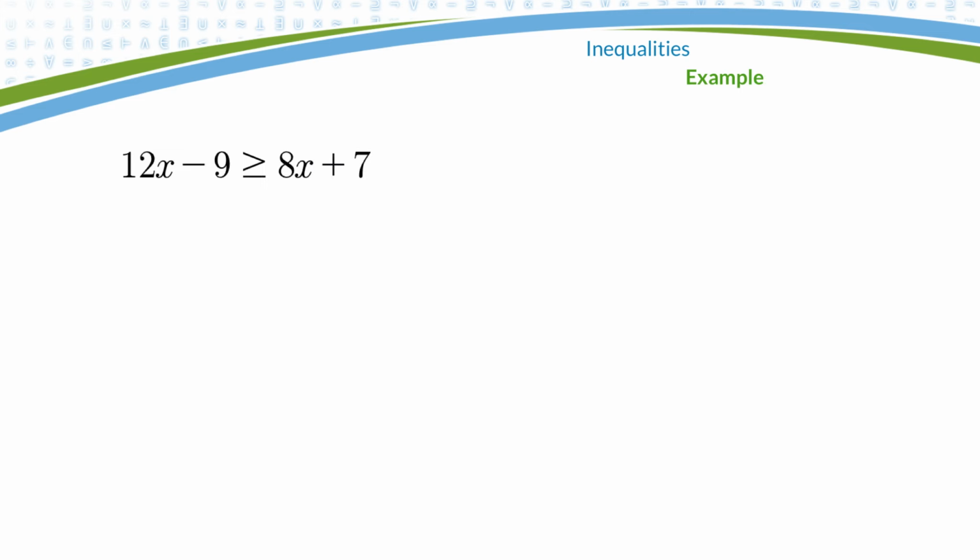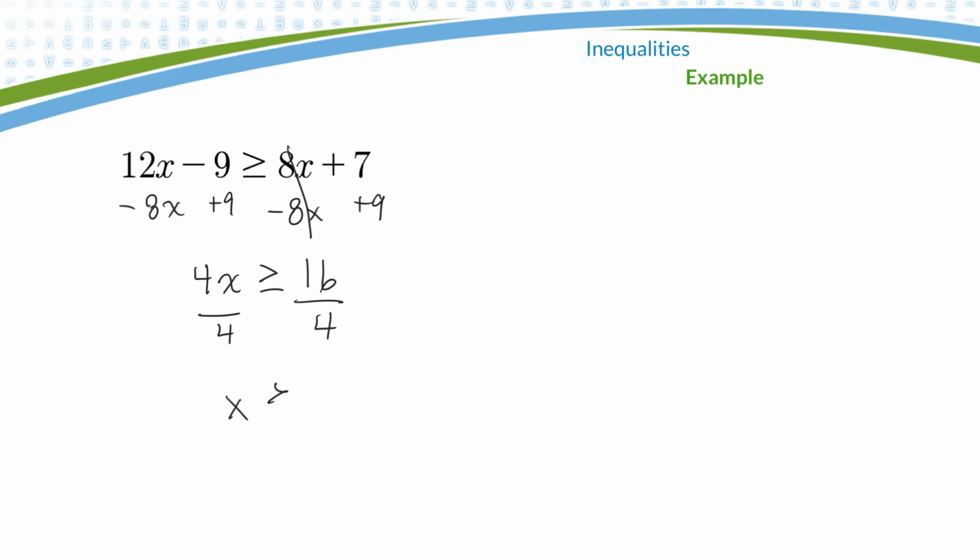Here's another one to try, and maybe you want to try it on your own and then press pause, and then press play and see if I get it right or if you get it right. Okay, so I would probably subtract 8x on both sides, and then I'd add 9 on both sides. So I'd be getting 4x on this left side is greater than or equal to 7 plus 9, which is 16. Then I'll divide both sides by 4. Again, I didn't divide by a negative, so the inequality stays, and I come up with 4.